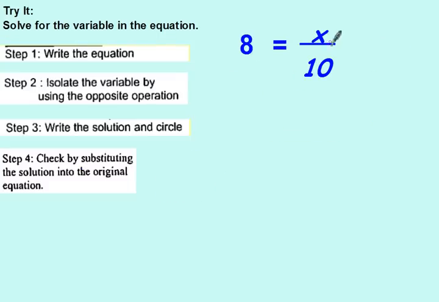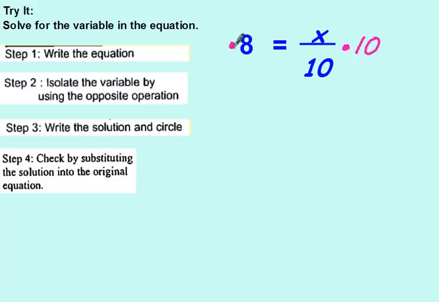Now it doesn't matter if the x is on one side of the equation or the other. It's just like a seesaw. It doesn't matter which end you sit on. And so 8 equals x divided by 10. X is the variable. It's being divided by 10. To get rid of this 10 on this side, we need to do the opposite. So we would multiply by 10.